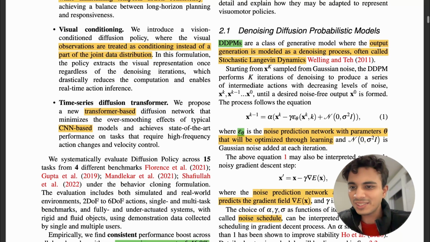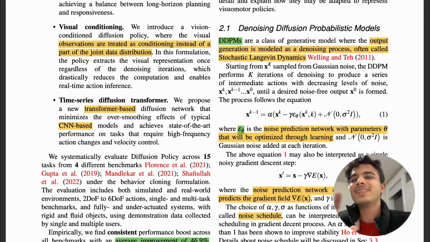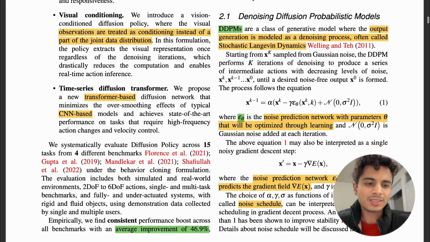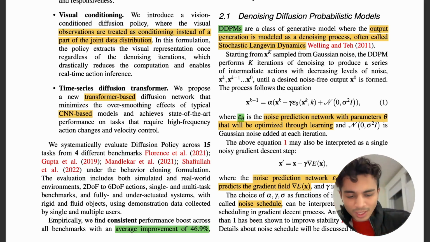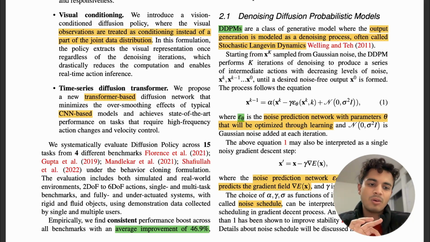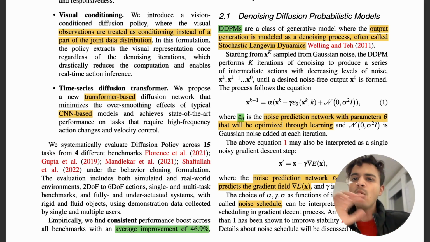Now, something that's my favorite throughout this paper is this time series diffusion transformer. What they're proposing is a new time series transformer based diffusion network that minimizes over smoothing and something like that. Okay, let's cut to the chase. What they're doing is implementing convolutional neural networks as well as a transformer. Now, we all know that convolutional neural networks and transformers are very different. CNNs relate to images, transformers relate to language, especially translation. So, how are they exactly relating this? Why are they trying to relate this?